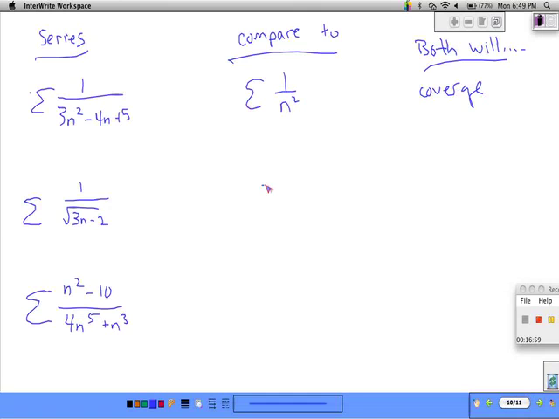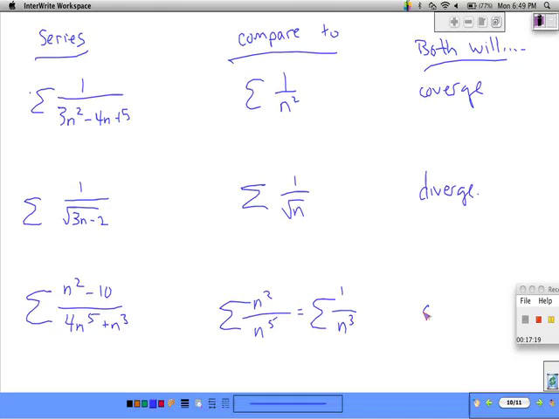For the second one, I should compare it to the series 1 over square root of n. And both of those will diverge. In the third one, I should compare to n squared over n to the 5th, 1 over n to the 3rd.